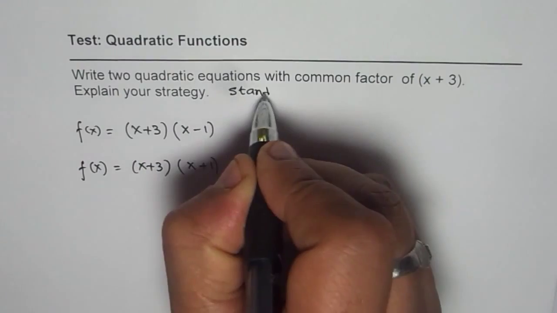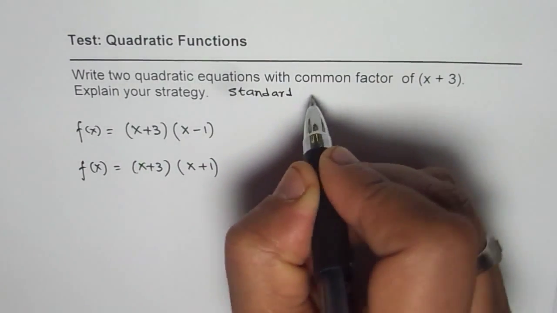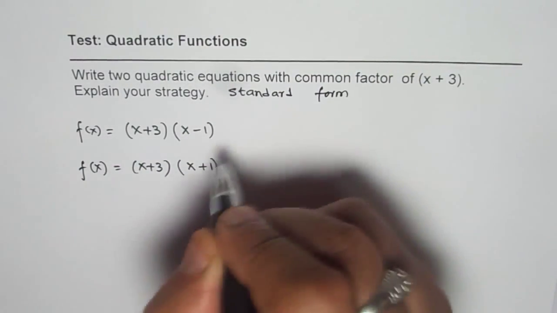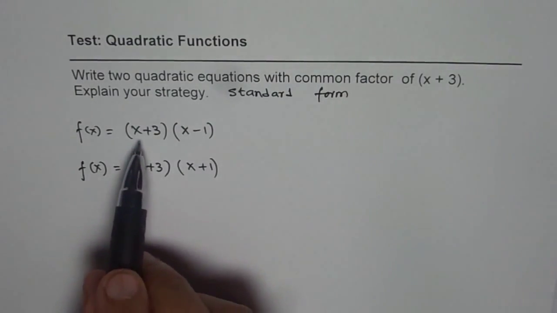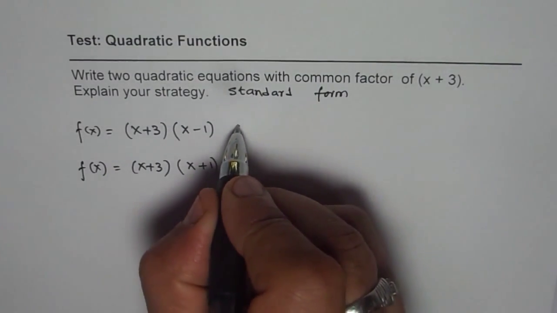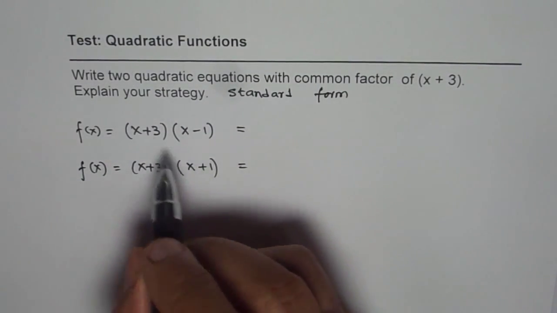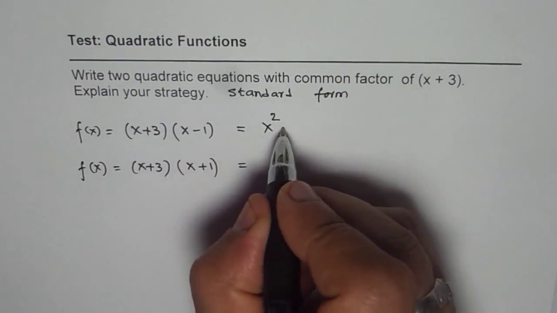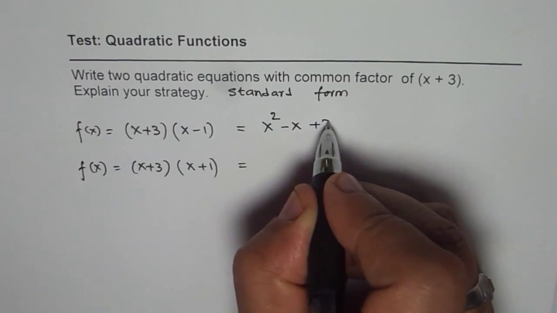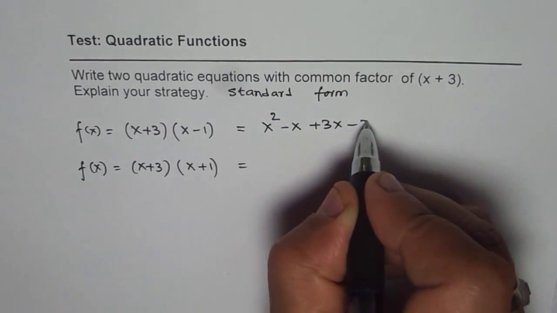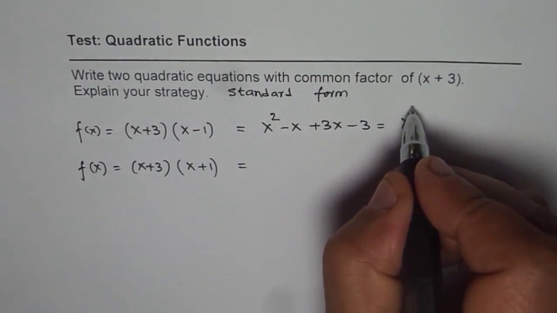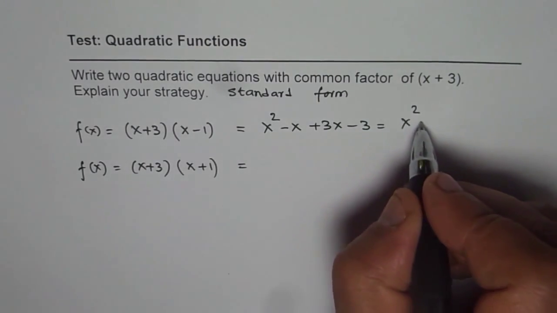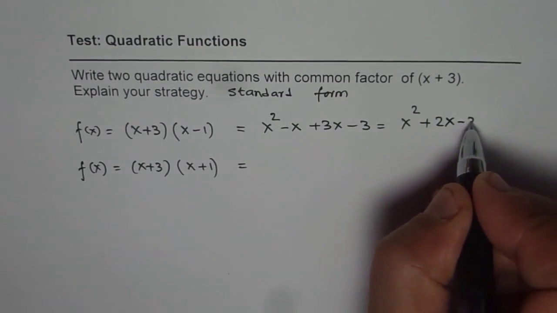So let me add that form, standard form, right? So we need to write our answer in standard form. In that case we need to expand it. So let us expand these and write down our answer. So x times x gives us x squared, and then minus x, and then plus 3x minus 3. That gives us x squared plus 2x minus 3.